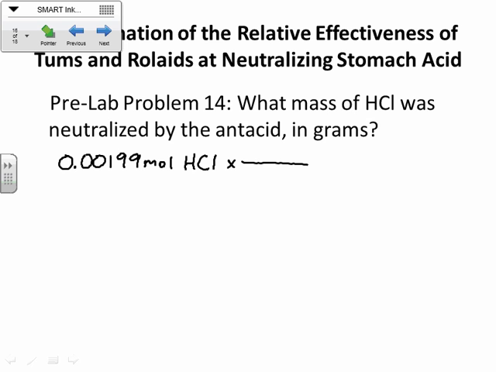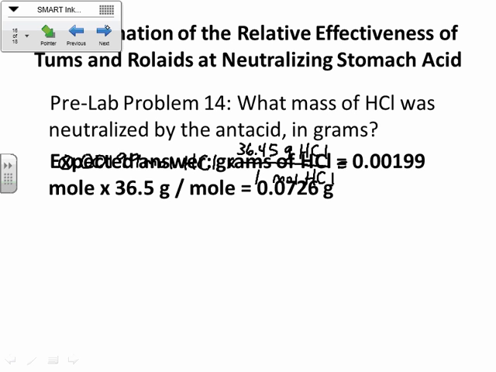Okay. So then we just figure out from moles of HCl to grams of HCl. And this is going to be 36.45 or so, rounding a little bit here. Okay, and that's going to give you your mass. And actually, I'll just bring up the answer here. So you're going to get about 0.0726 grams. So that's the mass of the HCl that was neutralized by the antacid.